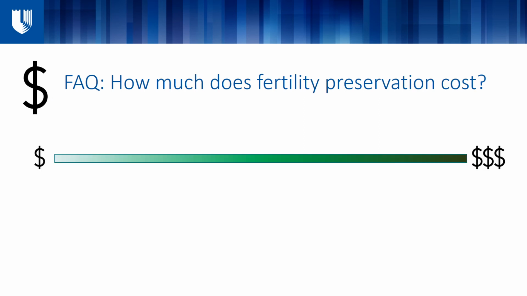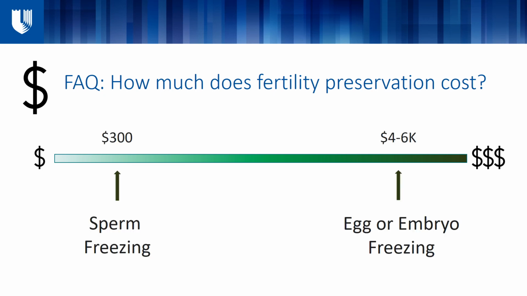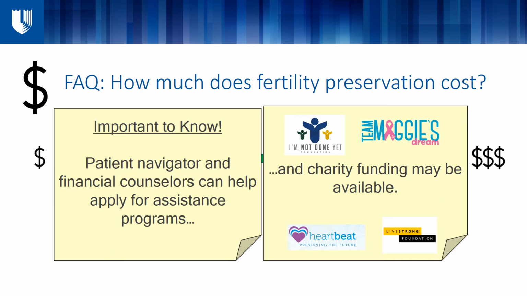Many people also wonder how much these different procedures cost. The cost can range from several $100s to several $1,000s. The cost is based on the patient's situation and treatment. It is important to know that the patient navigator and financial counselors will help patients apply for any financial help that is available. The patient navigator may also be able to give patients information about charity funding to help cover costs.